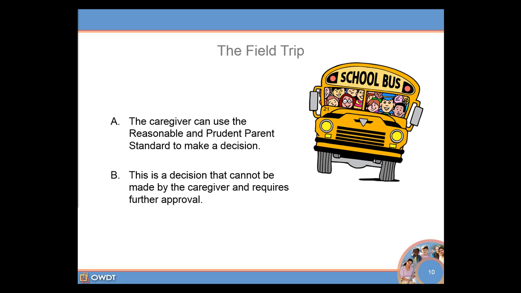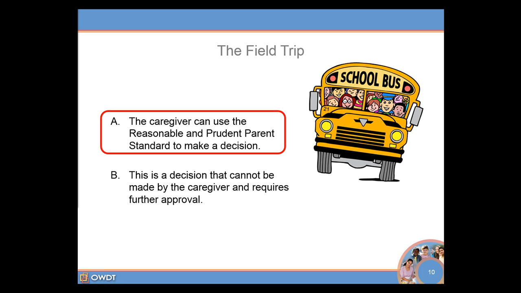First example: a 16-year-old child, James, brings home a permission slip to attend a school field trip during the day to a museum several hours away, but within the state. James has been in the foster home for 3 months and things have been going well. What should the foster parent do? A. The caregiver can use the reasonable and prudent parent standard to make a decision. Or B. This is a decision that cannot be made by the caregiver and requires further approval.